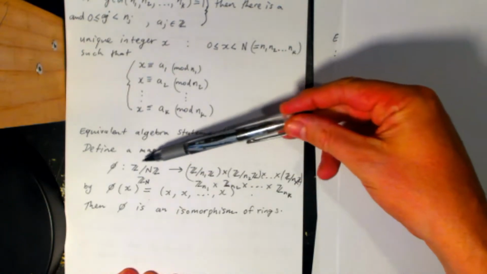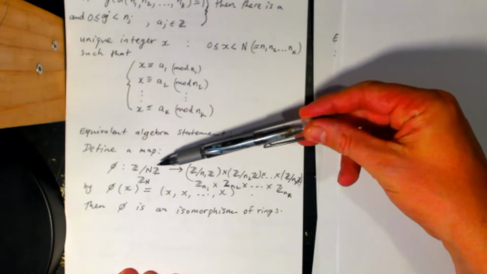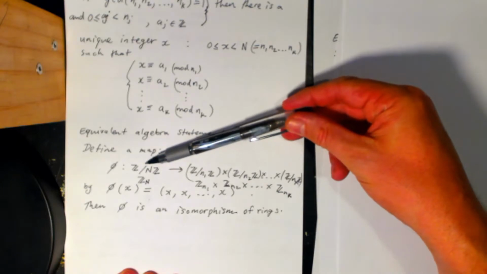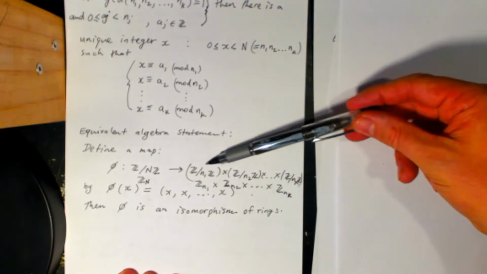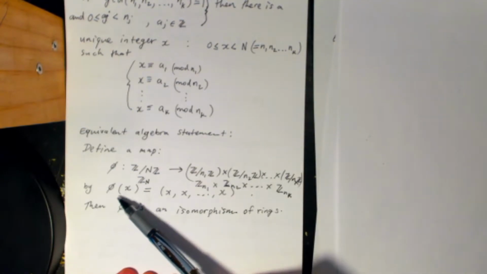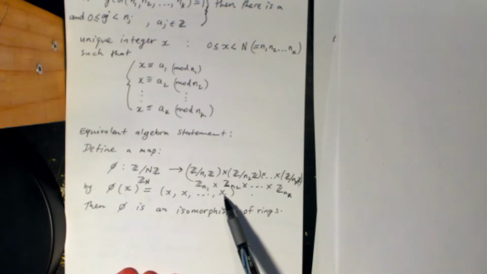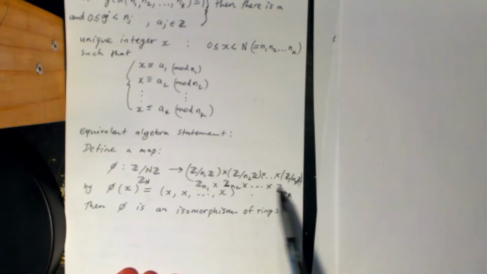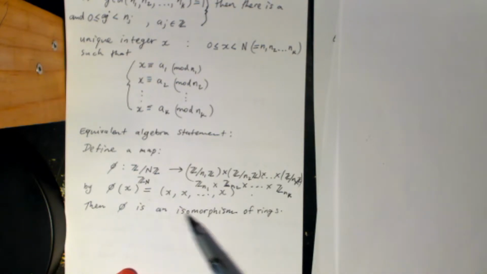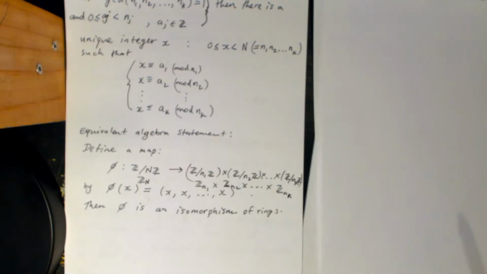Okay, so we've defined a map from integers mod n to the Cartesian product of all of these. That map is given by sending x to x, comma, x, comma, ... comma, x in this ring. Then this is an isomorphism of rings. And remember what that means is that the two rings have the same algebraic structure.